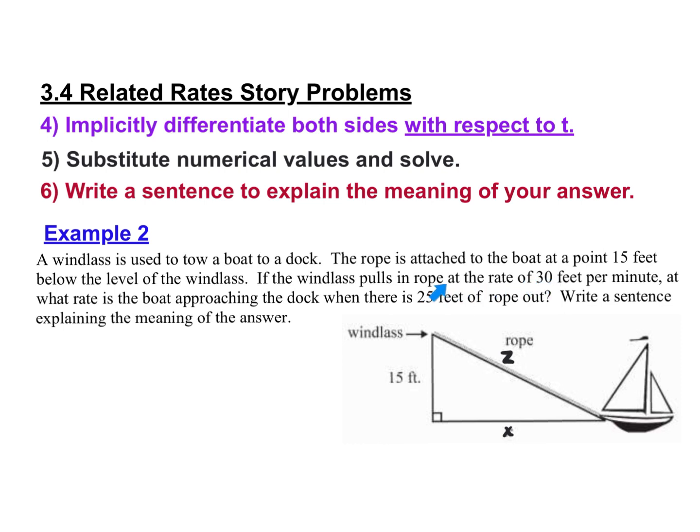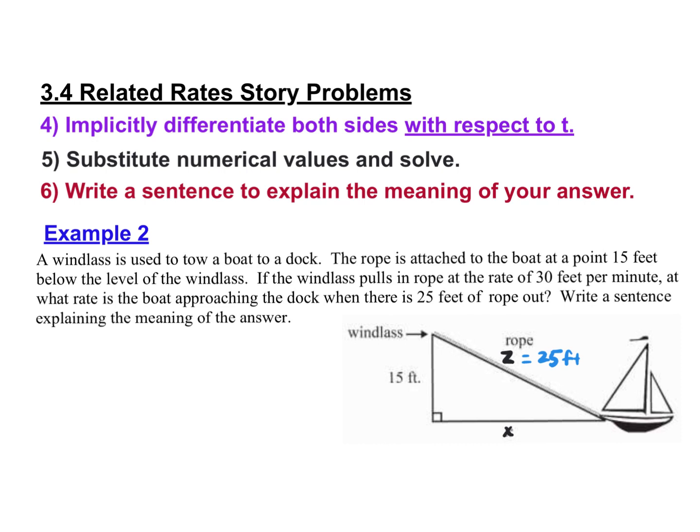So we'll get to this is a rate. 30 feet per minute is obviously some kind of rate that we're going to use after we differentiate. We want to know what that rate is when the rope is 25 feet out. So what they're telling us is that z equals 25. Okay, 25 feet. That part is important.